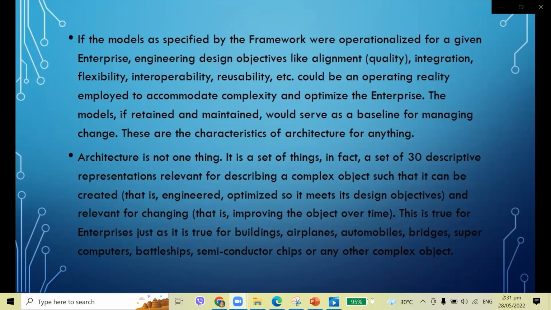So these are the characteristics of architecture for anything. Architecture is not one thing. It is a set of things, and in fact a set of descriptive representations relevant for describing a complex object such that it can be created, that is engineered, optimized so it meets its design objectives and relevant for changing. This is true for enterprises just as it is true for buildings, airplanes, automobiles, bridges, supercomputers, battleships, semiconductor chips, or any other complex object.